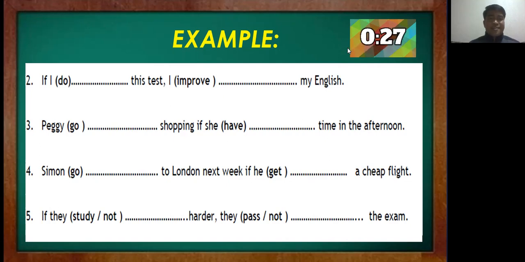So think twice. Remember, in your condition clause, you need to use the simple past form of the verb. And in your main clause, you just need to use would plus your verb in the base form. All right?